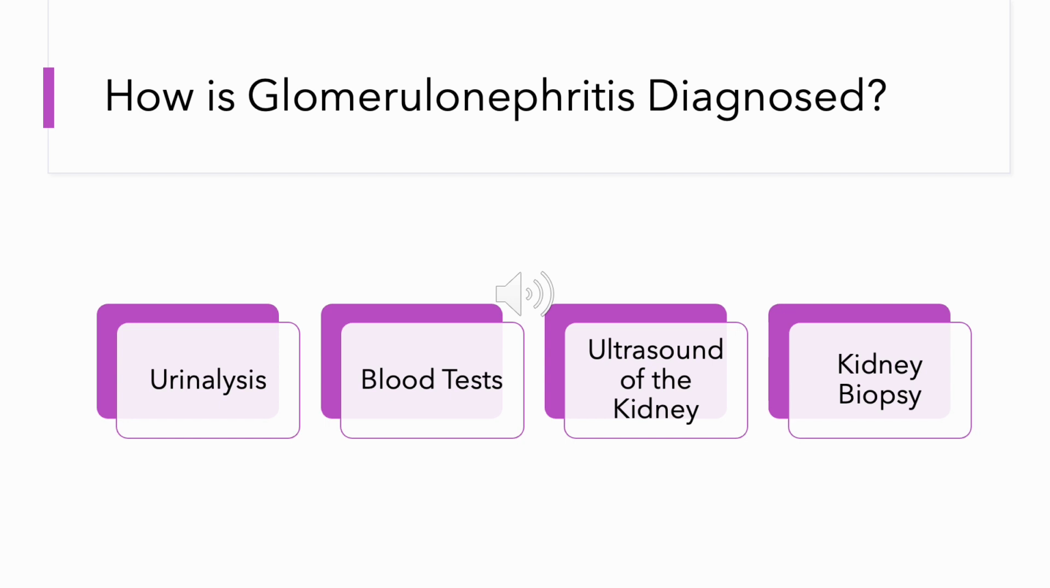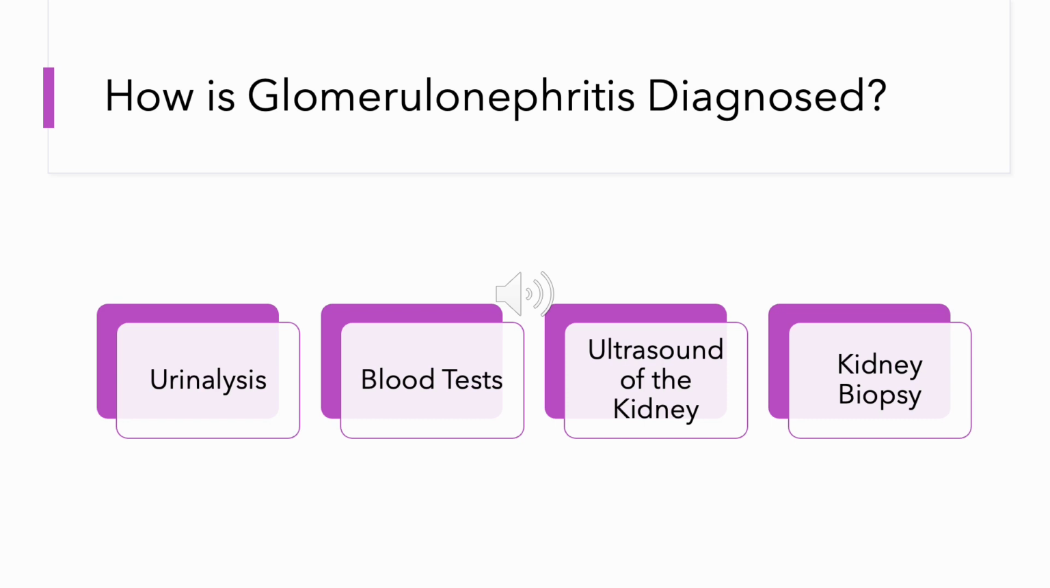How is glomerulonephritis diagnosed? Along with completing a medical history and a physical exam with you, your medical provider may also do a urinalysis. This test checks the urine for red and white blood cells, infection, or too much protein. A blood test, a test to measure the levels of waste products to find out how well the kidneys are filtering. An ultrasound of the kidneys.